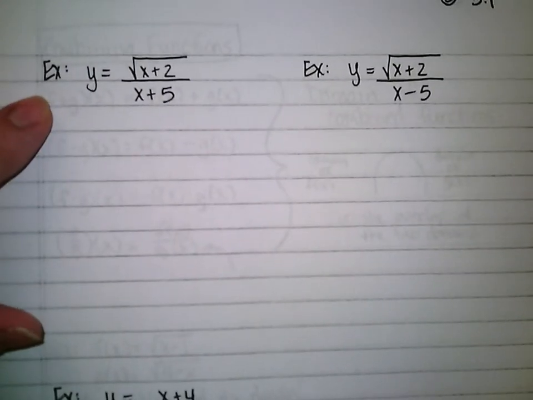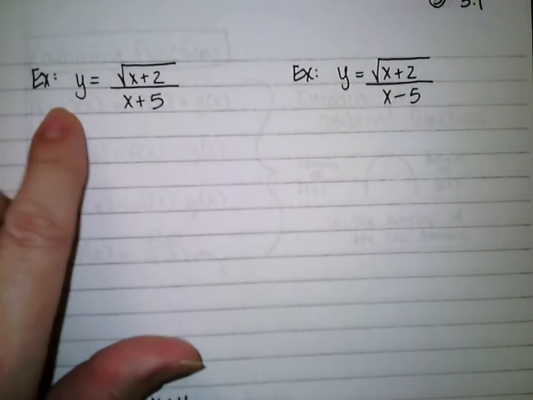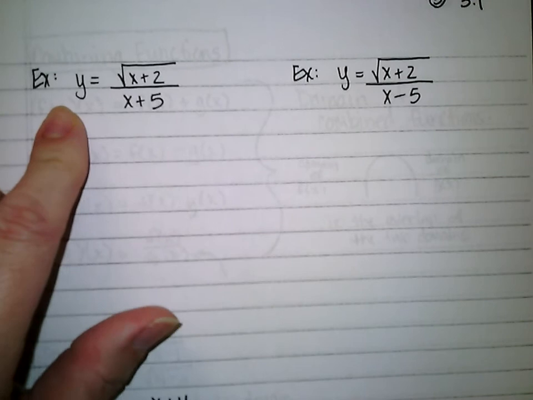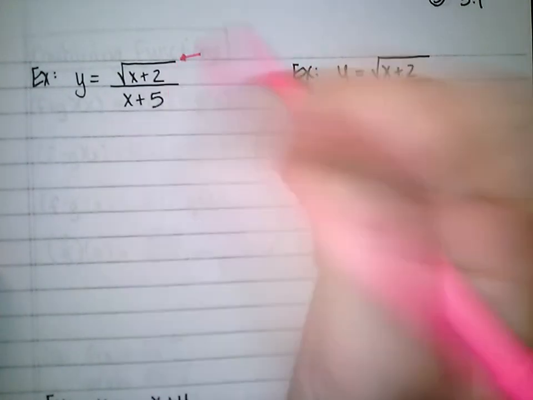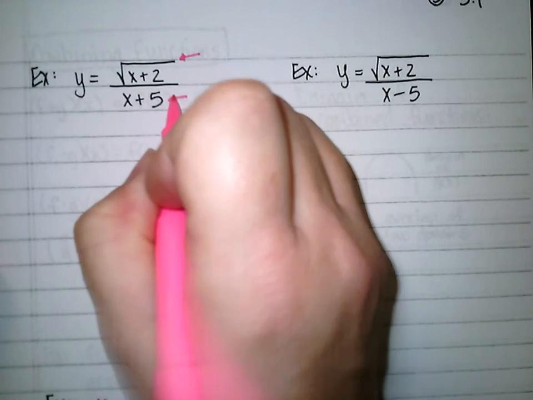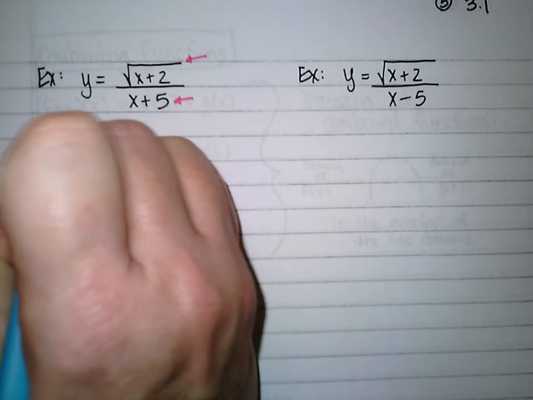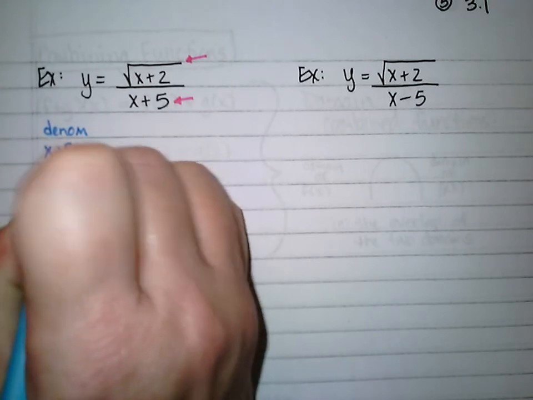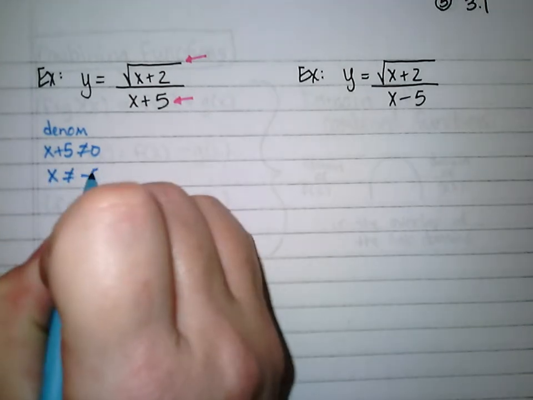y equals square root of x plus 2 over x plus 5. Okay, this is like y is another way of saying f of x, right? It's just not function notation. So we still got to watch out for those restrictions. Here we have a radical with an even index, and here we have a denominator. So we're going to put those ideas together the same way that we did before. So from our denominator, we get x plus 5 cannot equal 0, because that's our strategy. And that gives us x cannot equal negative 5.